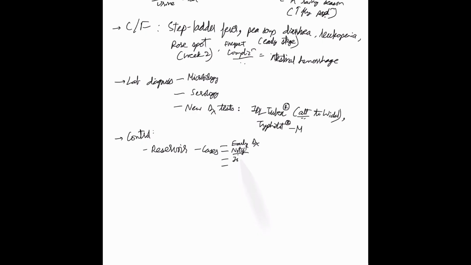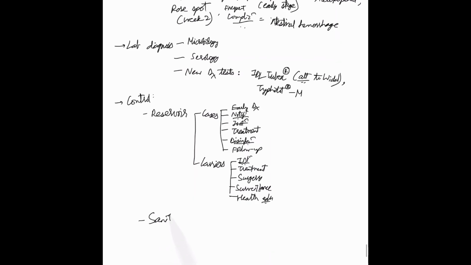So, how do we control enteric fever? So, we deal with the reservoirs. Firstly, cases: early diagnosis, notification, isolation, treatment, disinfection, and follow up. And for carriers, we have identification, treatment, surgery if required, surveillance, and health education. Disinfection of cases is a bit important to know.